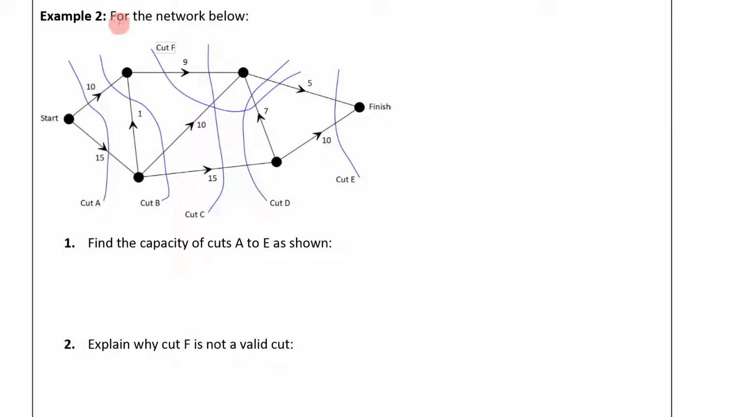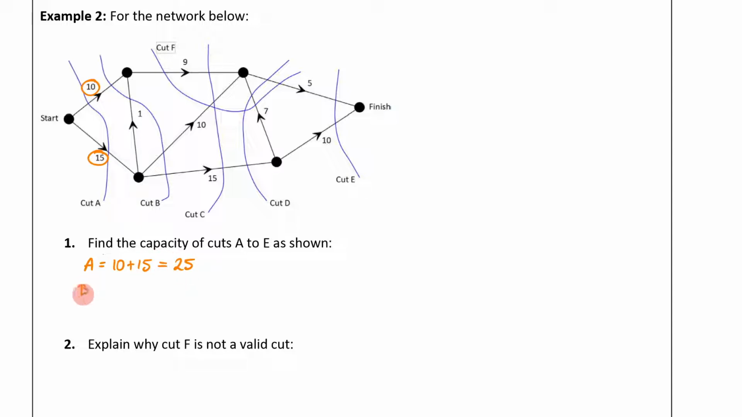All right, we're now going to go through example 2 here, which is saying find the capacity of cuts A to E as shown. So let's begin by figuring out the capacity of cut A. To do that, we simply add together the weight of each of the edges it cuts through. So 10 and 15. So we'll write it down. 10 plus 15 is equal to 25.